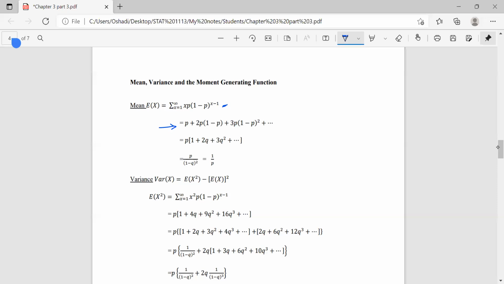Okay, so we can write the summation of that series. You can use the knowledge of summing the series. Here we can write the mean as p over 1 minus q squared, right? So 1 minus q is again p. So one p cancels out, and the mean can be written as 1 over p. So that is the mean of the geometric distribution.